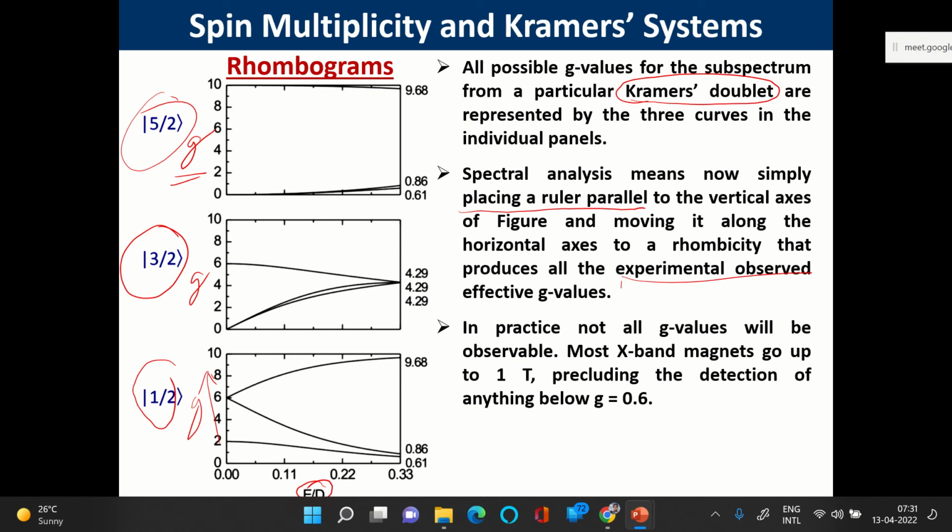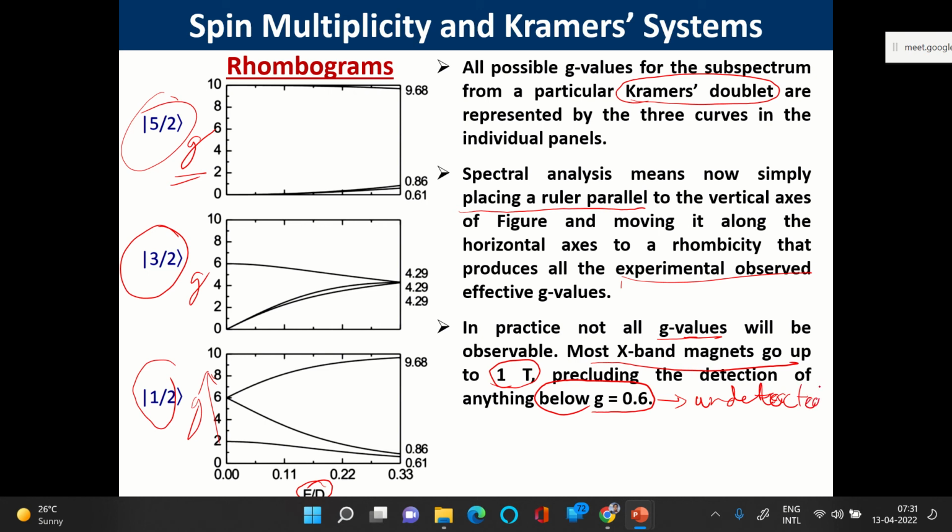So you can account for all the g values by looking at this diagram, but there are certain limitations for X-band spectrometers, where the magnetic field generated by these magnets is about 1 Tesla, and so below g equal to 6 you cannot detect it. If the g value falls below this value, then it remains undetected experimentally.